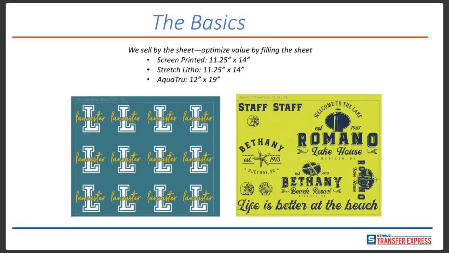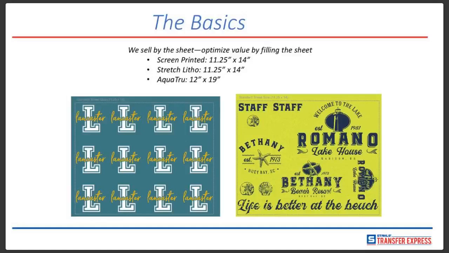Obviously you can buy 50 sheets. We only have a 5 sheet minimum, but rule of thumb is 50 sheets, $2.03 a sheet if you buy 50 for one color. Now we do have different sizing. Our screen printed transfers primarily are sized at 11.25 inches by 14 inches.